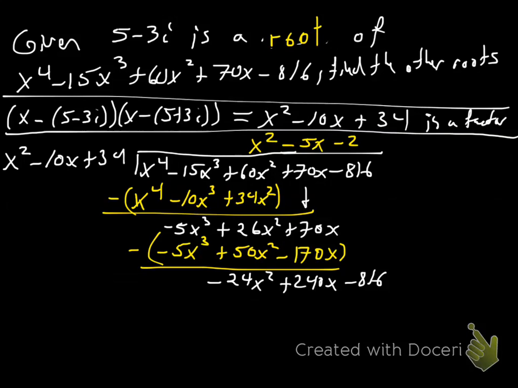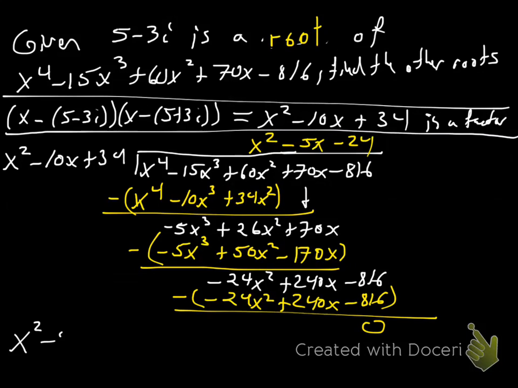x squared goes into negative 24x squared negative 24 times. Negative 10x times negative 24 will be 240x. And 34 times negative 24 will be 816. And we get a nice remainder of 0. Okay, our quotient is x squared minus 5x minus 24. That's going to factor into x minus 8, x plus 3.